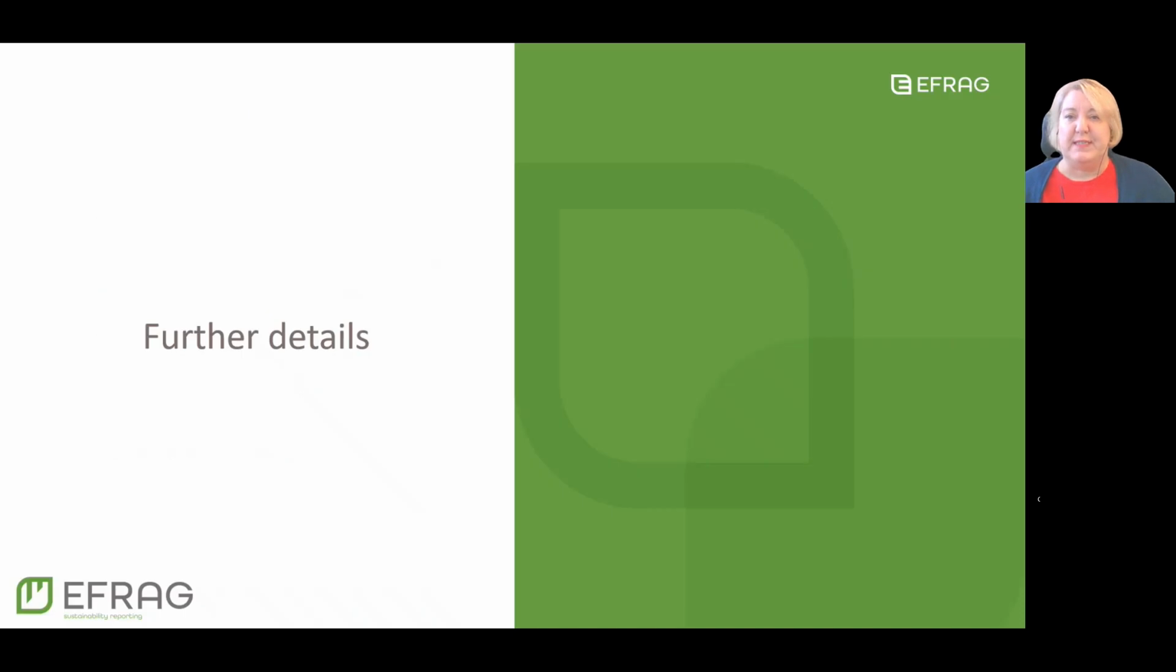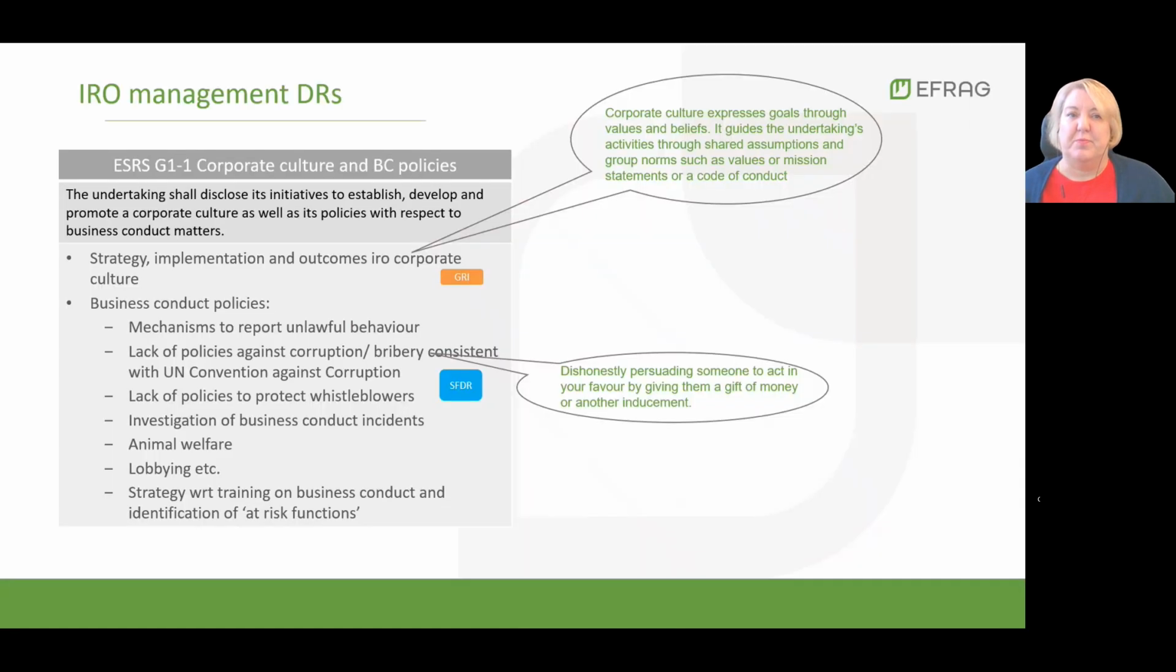If we look at further details, specifically the requirements in the standard, we will start with the impact, risk, and opportunity management disclosure requirements. And here I start with ESRS G1. So if we start with IRO management disclosure requirements, we look at corporate culture and business conduct policies. So here we want information about the strategy, implementation, and outcomes in respect of corporate culture.